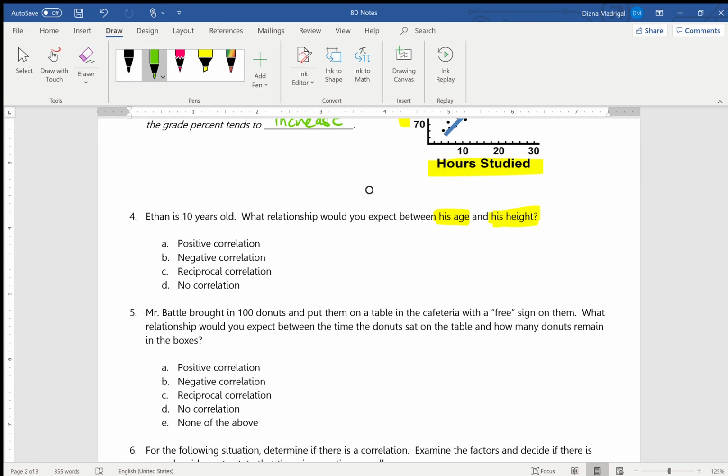For this question, remember, focus on age and height. Think about it yourself. What happens to your age and your height? If you're looking at yourself when you were 10 years old, obviously your age is going to increase and your height is also going to increase. So you're going to have an increase in both variables. That means we're going to have a positive correlation for this one.